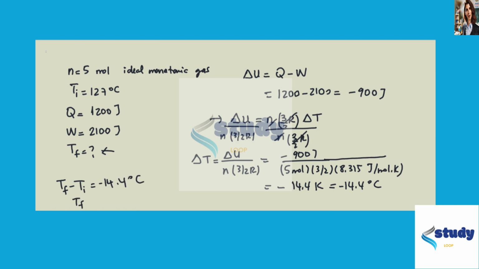Then in order to calculate the final temperature, we need to add the initial temperature, 127, to this negative 14.4. So then the final temperature is going to be 112.6 Celsius. So again, the internal energy of the system is decreasing. Therefore, you would expect the temperature of the system to decrease as well.